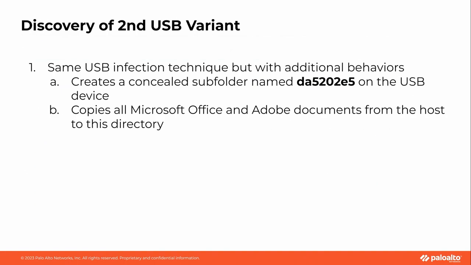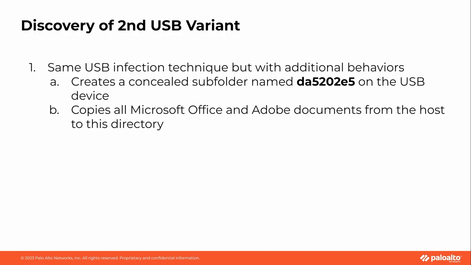Now, I did discover a second variant of this. It has all the same capabilities, but one addition to it. Additionally, in that files folder, they'll create another folder called DA5202E5. I'm not sure why the name, but when they run it, they will exfiltrate all the host Microsoft Office and Adobe documents to that directory. This, to me, implies that somebody has physical access to the USB device. Think about it. If you walked into a secured office or anywhere, you plugged it in, you run it, copied all the Office documents, you walk out, somebody looks at the drive via Windows Explorer.